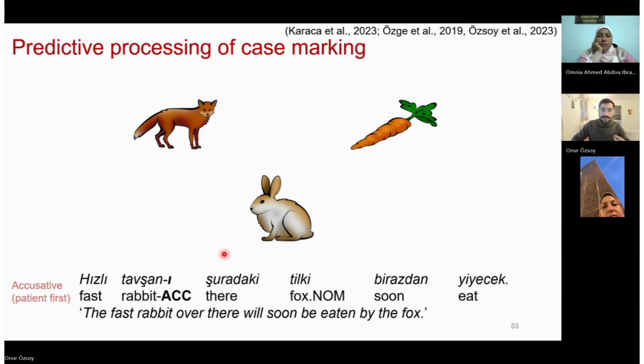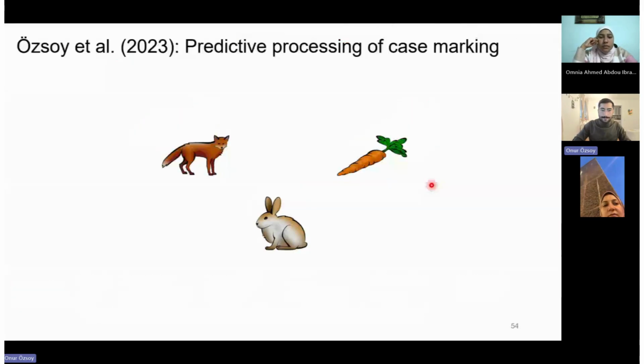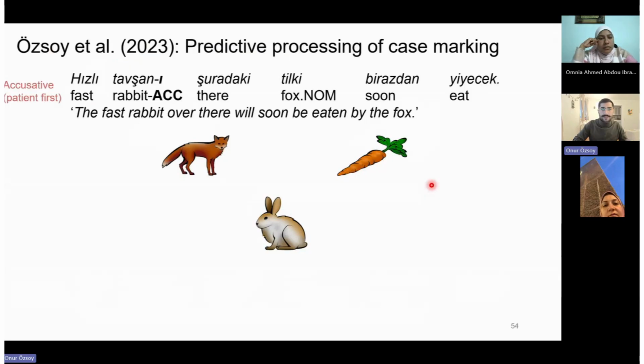So typically what we expect is when people have heard fast rabbit, that when they hear the word there, they're already looking at the fox before hearing the word fox. And this is what we call predictive processing of case marking. So you hear the case marking, the suffix here, and this tells you information about the sentence, that this is the patient and the object of the sentence. And you start looking for the subject.